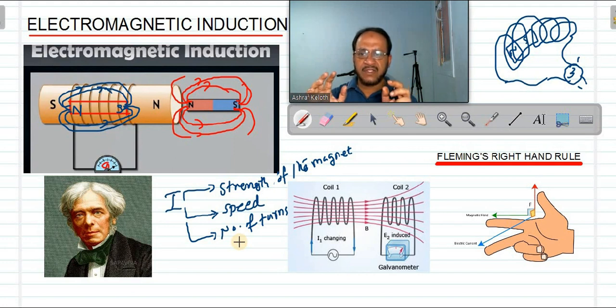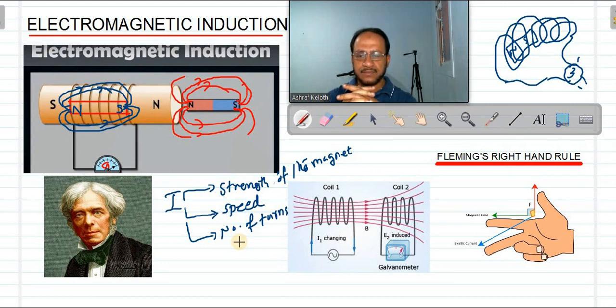So if you take any generator, the main parts of a generator is a coil and magnet. A generator means this much only, a coil and magnet. You need to move either the coil or the magnet. One should be stationary. You can keep the coil stationary, move the magnet. You can keep magnet stationary, move the coil. In both the case, current will be induced.